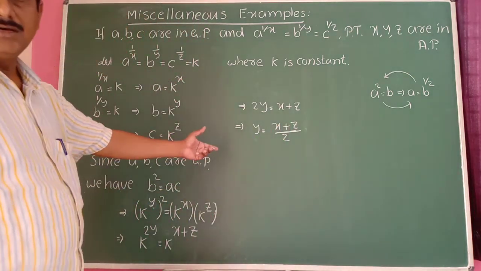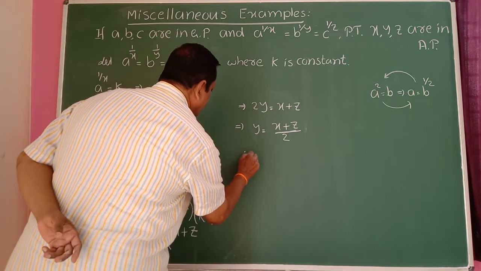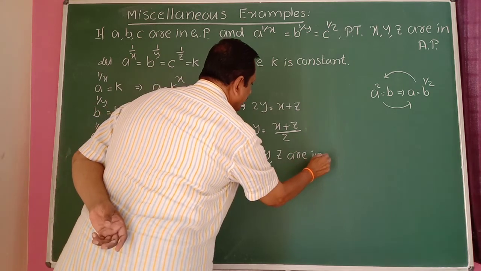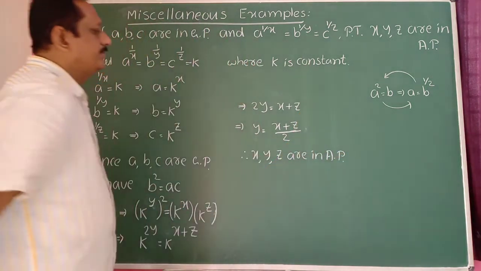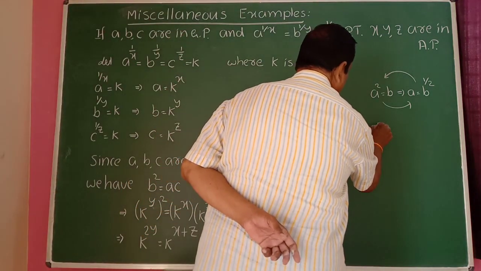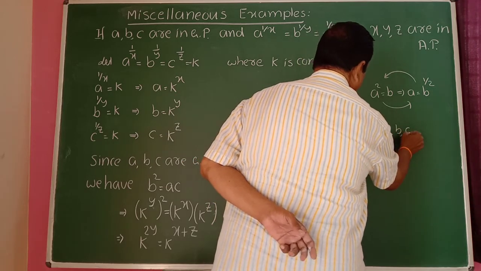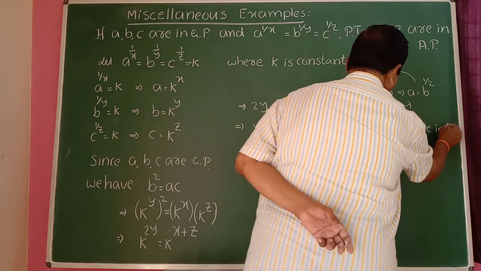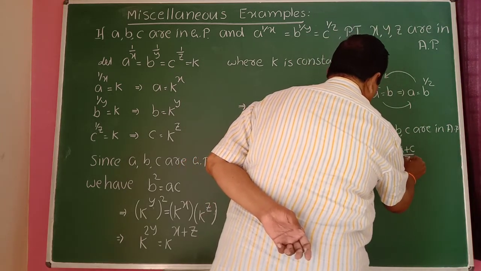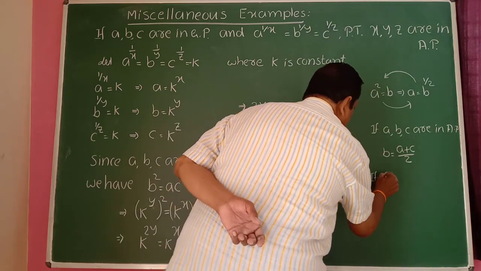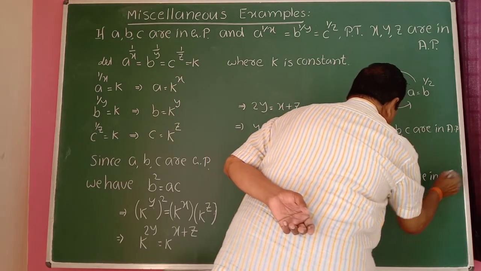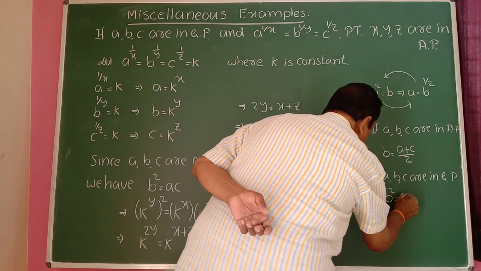So this is what? The arithmetic mean formula. Therefore X, Y, Z are in AP. Therefore this is the solution. Therefore you know that if A, B, C are in AP, take care, AP, then the formula is B is equal to (A plus C) divided by 2. If A, B, C are in GP, then the geometric mean: B square is equal to A into C.